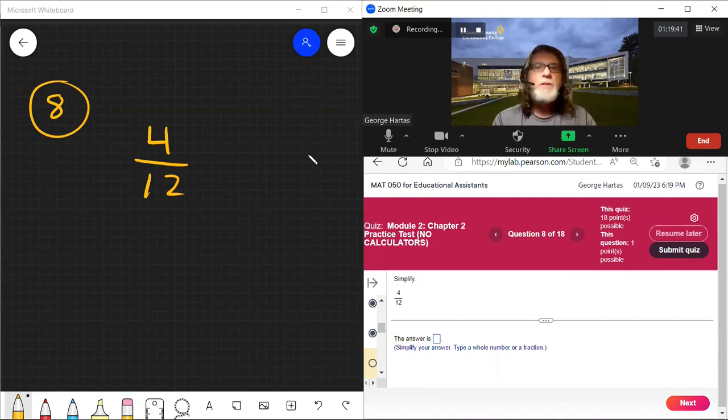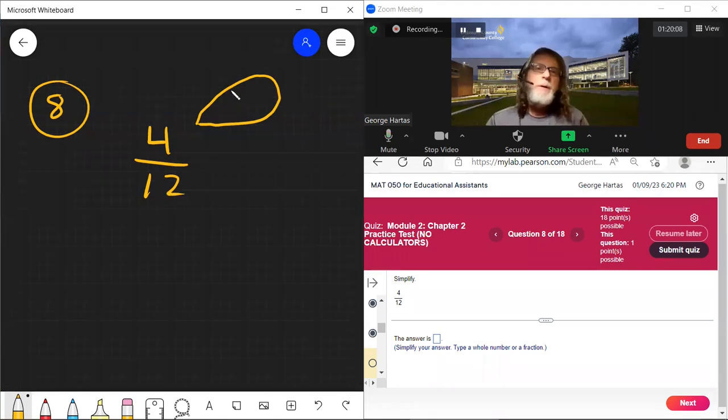Question 8, simplify or reduce 4 over 12. There are a couple of ways you can do these kinds of problems, and I'll show you the first way now. What you want to do is think, this is a thought bubble here. This is what you're thinking about. You want to think of the biggest number that divides into the numerator and the denominator. So what is the biggest number you can think of that divides into 4 and 12?